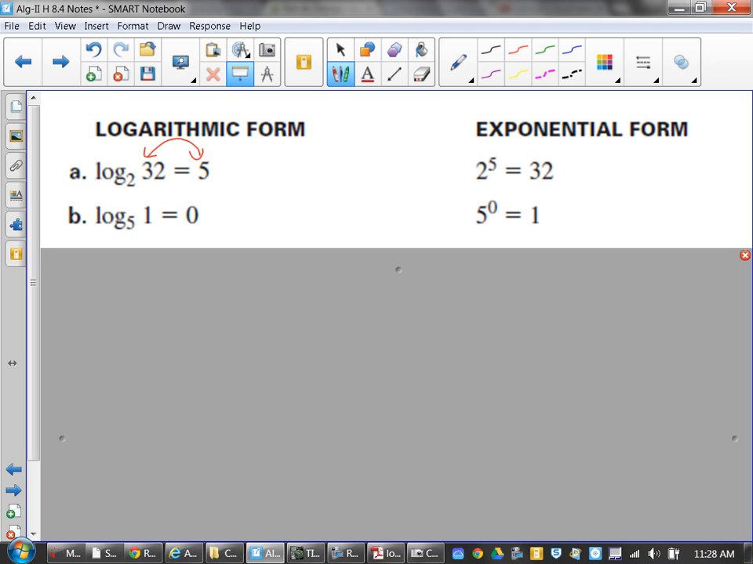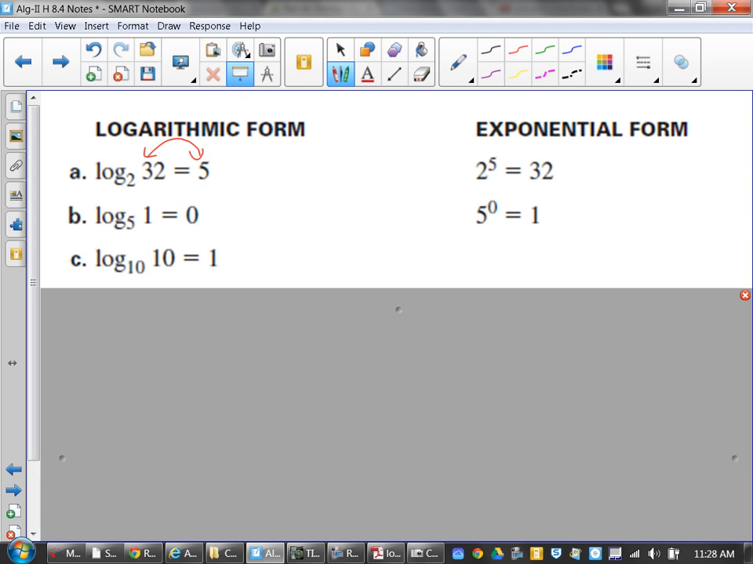Exactly right. We're going back and forth: log to exponential, and we'll eventually go from exponential to log. Oh, how do you go the other way? We will. That's why we'll work one way at a time.